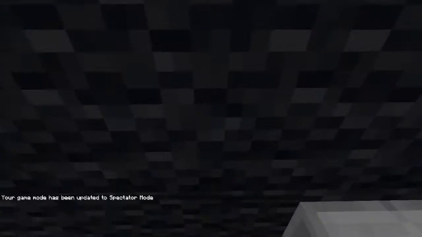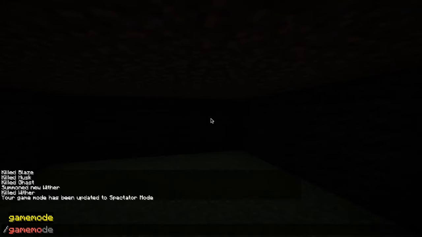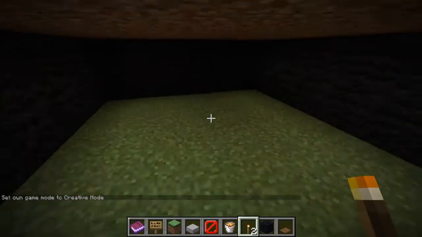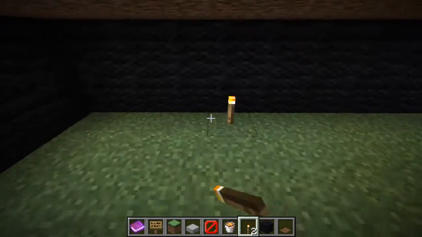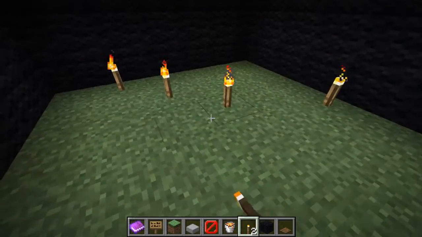Here I have a dark room. You see, it's very dark in here. I'm going to switch into creative mode. How would I want to solve the problem of this dark room if I didn't want mobs spawning in it? Well, the first obvious choice is to torch it up. And yes, I said torch it up because that's what we say, isn't it? We torch up places that we want to be lit up. We put torches in them everywhere.